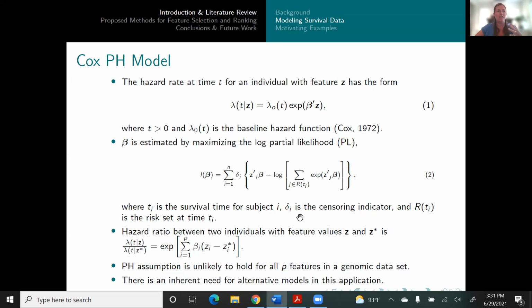Now, the problem is that this model assumes that the hazard ratio is constant over time, which is evidenced from the hazard ratio that you can see here between two individuals with feature values Z and Z star. You can see this is completely independent of time. The problem is that this PH assumption is unlikely to hold for all P features in a genomic data set. So there's an inherent need for alternative models in this application.